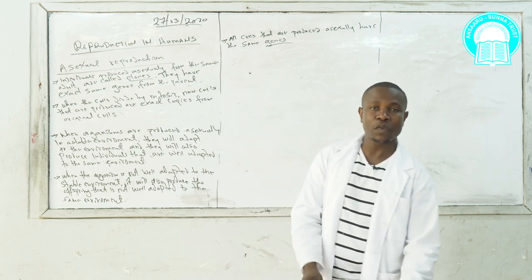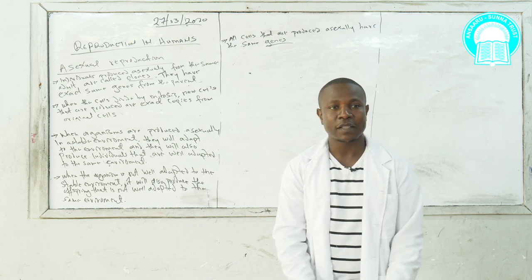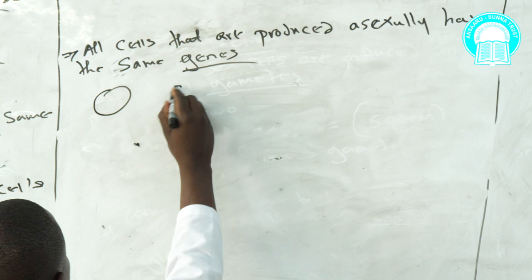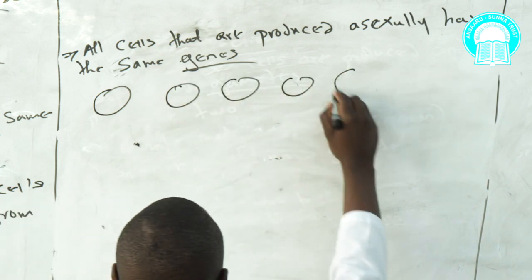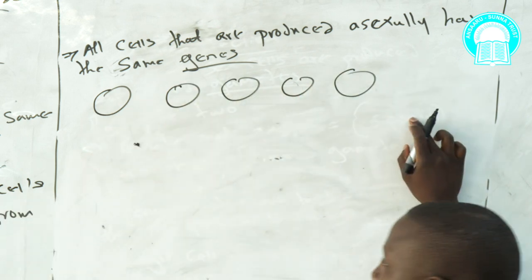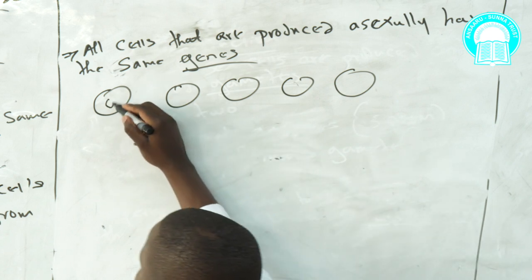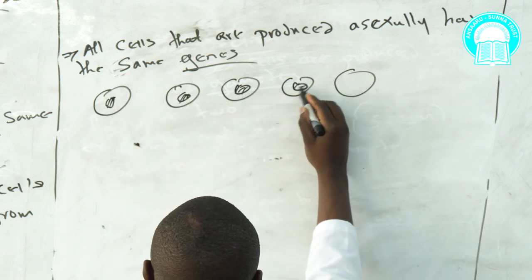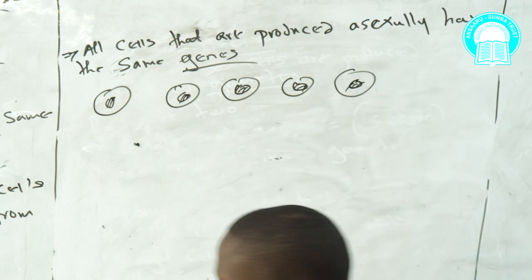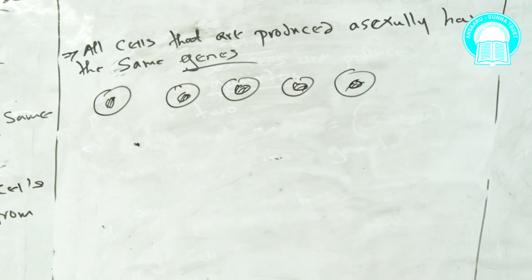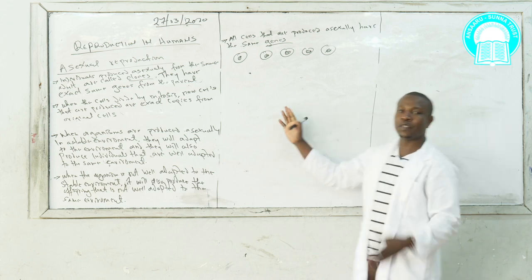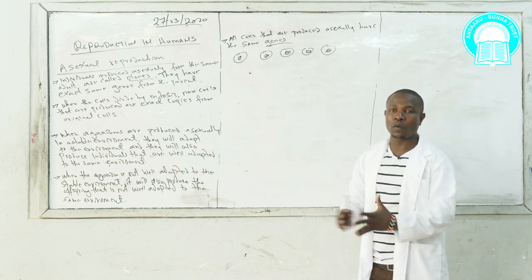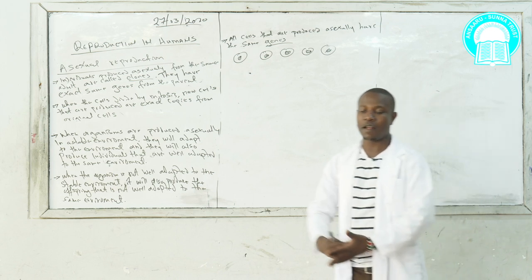They are being told when they are produced asexually, it means that all the cells, for example, we have five cells here, cell A, B, C, D, and E. All of these cells are going to have what? The same genes. So at the end of the day, you will not be able to distinguish the five cells. All of them are what? Similar in structure and morphology.